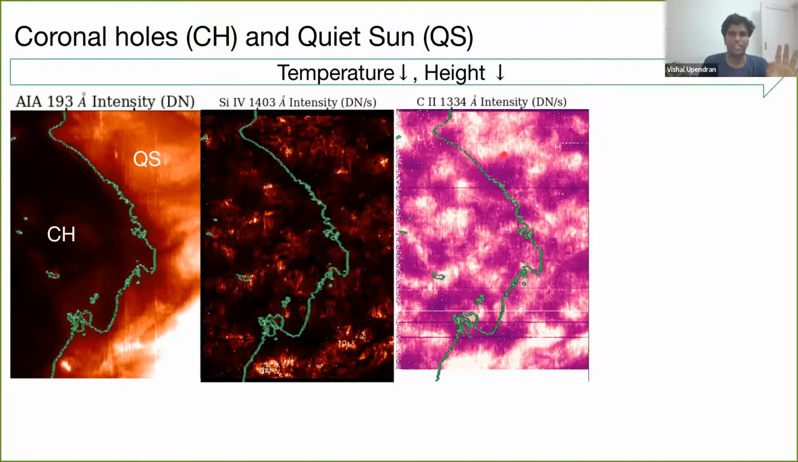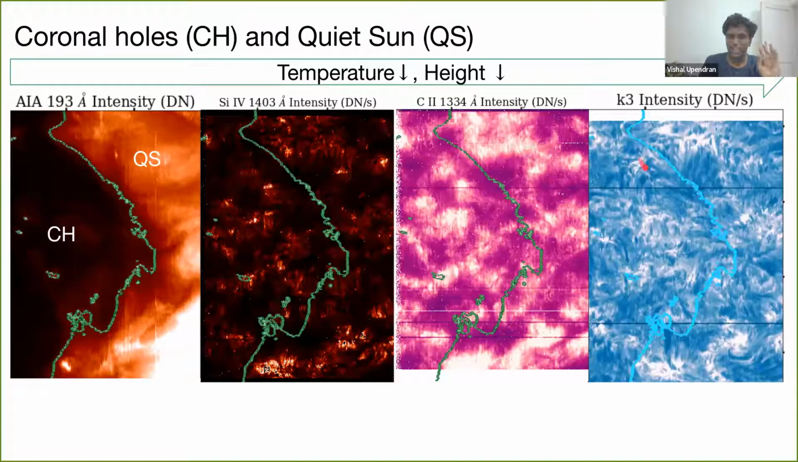You can't find any differences whatsoever. And in magnesium K3, the coronal holes and quiet sun look extremely identical if you just look at them visually. So this is a very interesting observation, rather, that you have these two regions which appear very similar, very low in the atmosphere. But only if you go very high in the atmosphere do you see a stark differentiation between these two regions. Why does that occur?